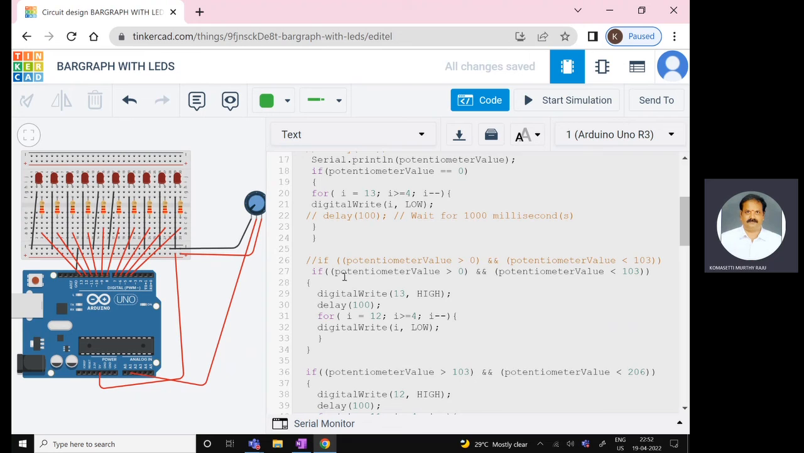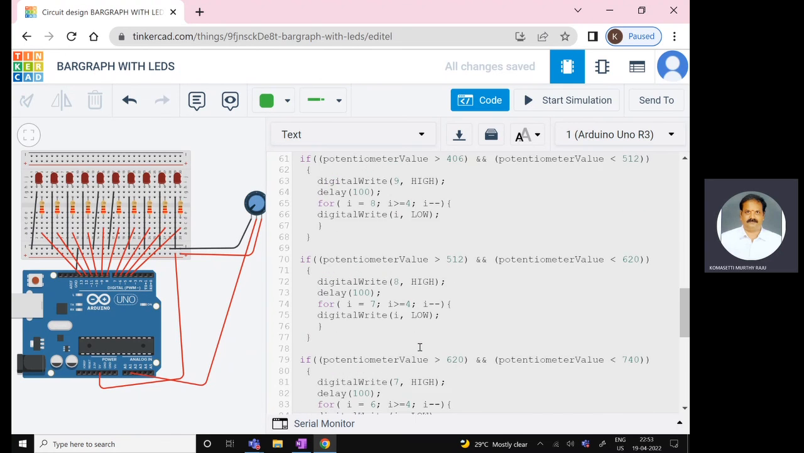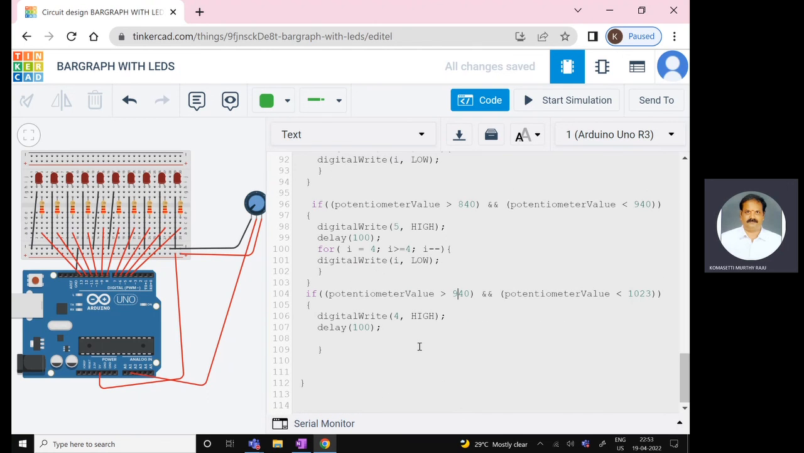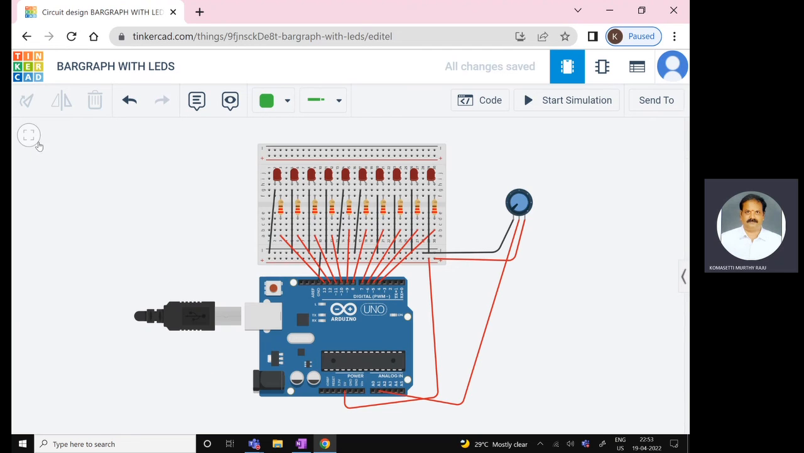Next, the second LED. In the range 103 to 206, the second LED is high. The remaining 3rd to 10th LEDs are low. For the third LED, the 11th pin is assigned. For the last LED, the 10th LED, the 4th pin is assigned. In this way, all LEDs are clearly defined here. Now we will simulate. See the simulation.